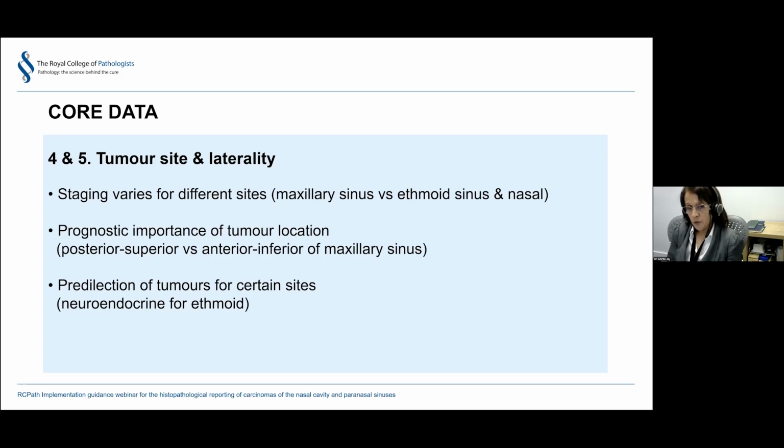And the other importance of tumor site is there is a prognostic importance, especially in regions like the maxillary sinus. We all know that tumors involving the posterior superior part may be much more aggressive than those in the anterior inferior parts. And that's due to the proximity to vital structures such as the orbit and the cranial base for tumors involving the posterior superior region. So it's quite important for us to know where the tumor site is. And then obviously diagnostically, some tumors such as neuroendocrine tumors have a predilection for the ethmoid regions. So it's quite good to know where the tumor originated.